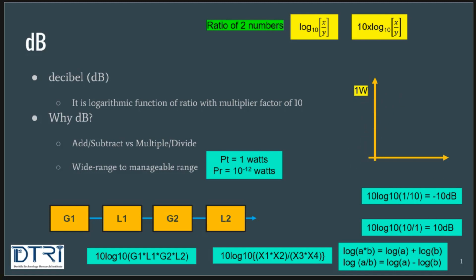Now what happens when we take dB? If you take the dB of 1 watt, it is 0 dBW, and if you take the dB of 1 picowatt, it is minus 120 dB. So you can see that these numbers which were a very wide range are now in a manageable range, and you can easily add and subtract these numbers.